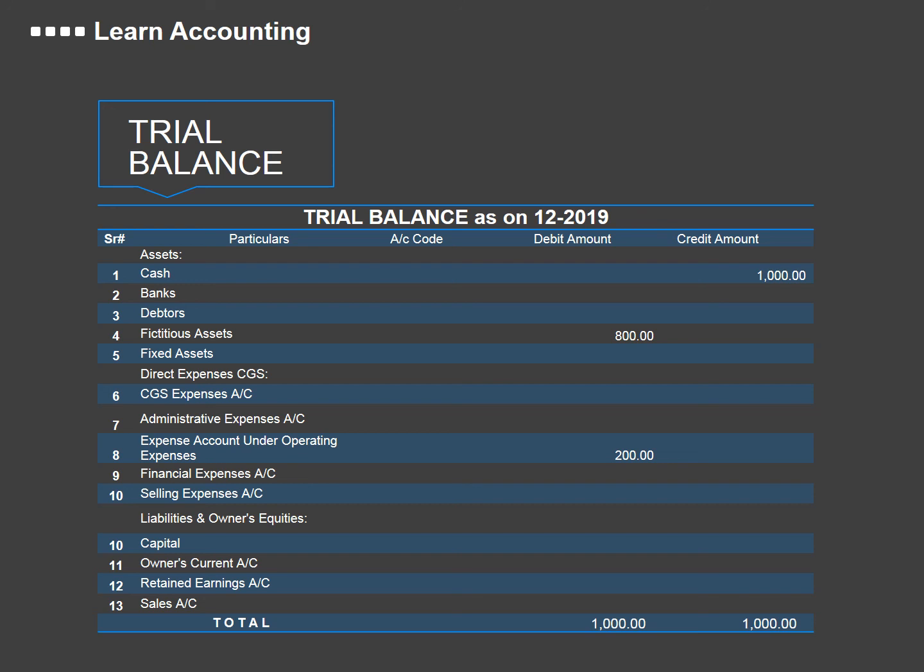So this is the way we are recording these fictitious assets, which will be spread over the years. So the fictitious assets are not our real assets. Remember, these are not our real assets. You can say these are our prepayments. For better understanding, you can say these are our prepayments which we spread over the years as an expense.